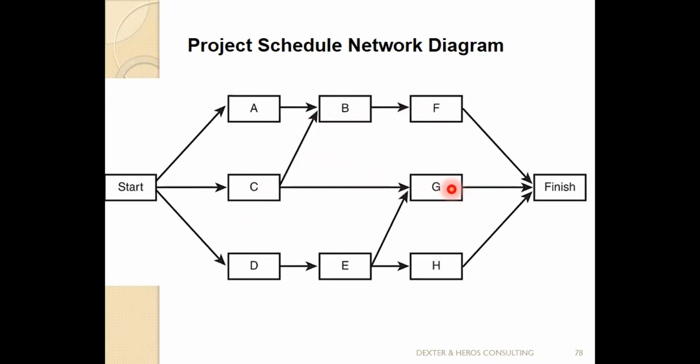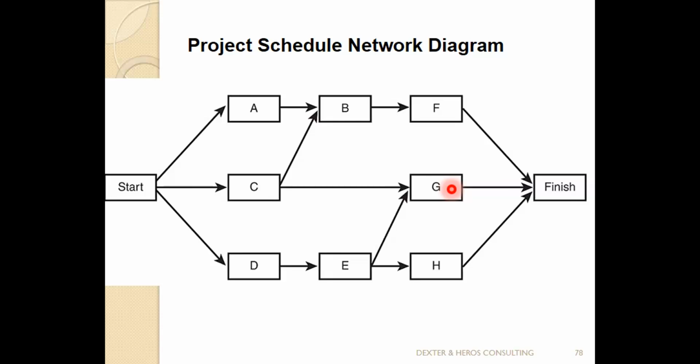So E must finish before H starts. So the relationship that commonly exists when you schedule, when you sequence your activities in this format, having your network diagram, the relationship there is always finish to start. Predecessor must finish before successor will start.